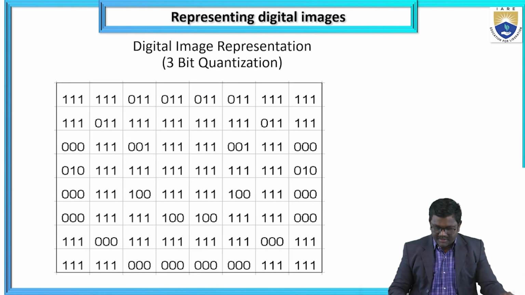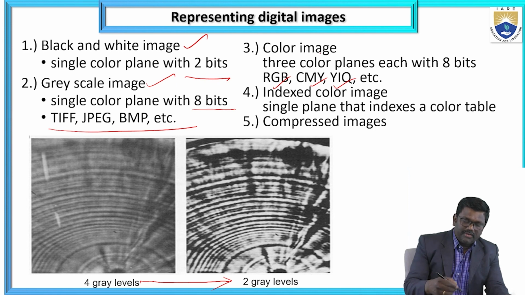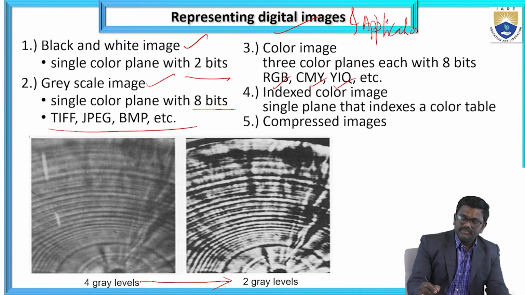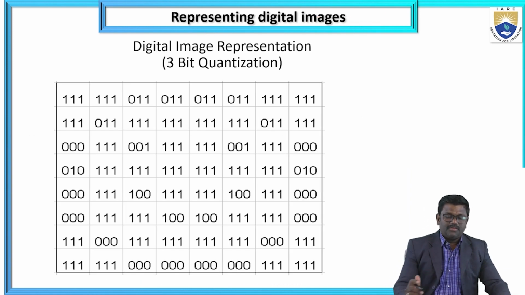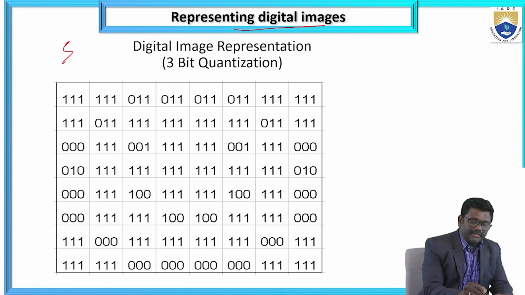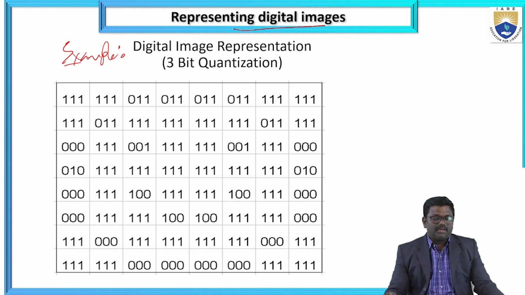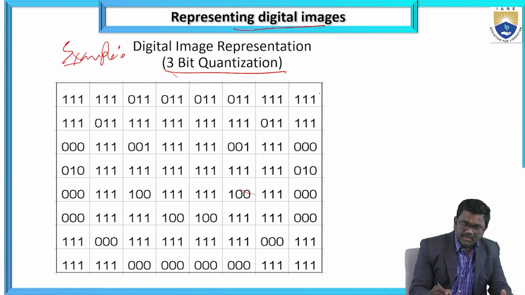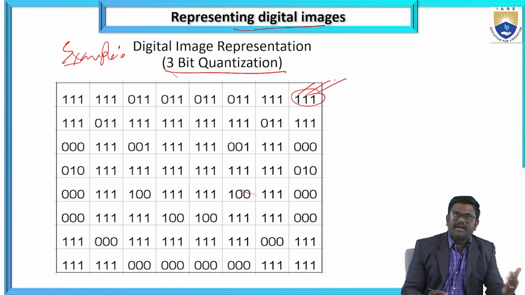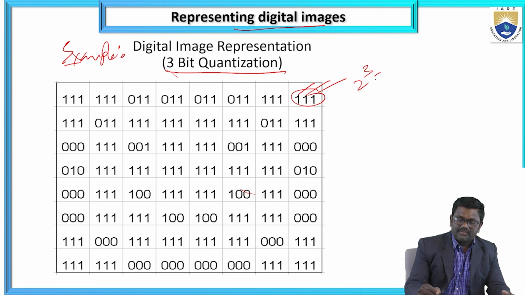So the understanding here is that we are concentrating not only on representing digital images, but also on representing them for applications. For example, consider a digital image representation in terms of 3-bit digitization. 3-bit digitization means the total number of bits is 3. So how many combinations will there be? 2 power 3 is equal to 8.